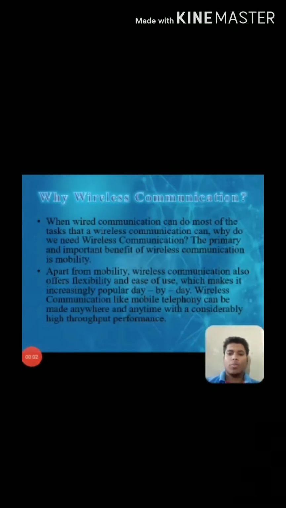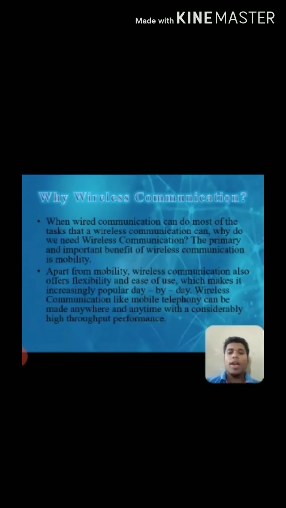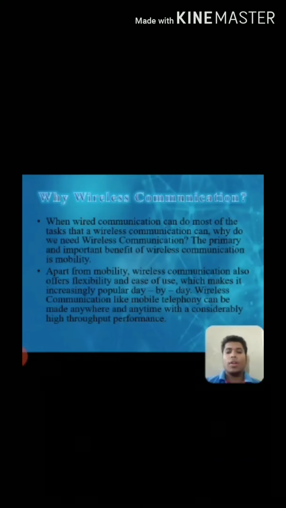So why wireless communication? When wired communication can do most of the tasks a wireless communication can, why do we need wireless communication? The primary and important benefit of wireless communication is mobility. We can move from one place to another without any wires. Apart from mobility, wireless communication also offers flexibility and ease of use, which makes it increasingly popular day by day. Wireless communication, like mobile telephony, can be made anywhere and anytime with considerably high throughput performance. It means it is useful for long distances.